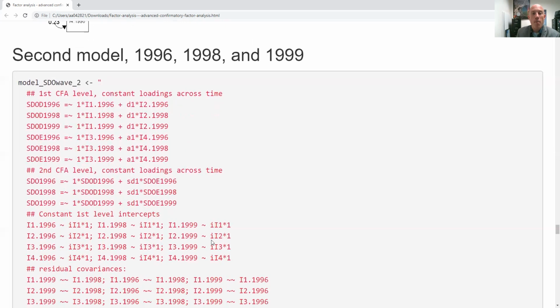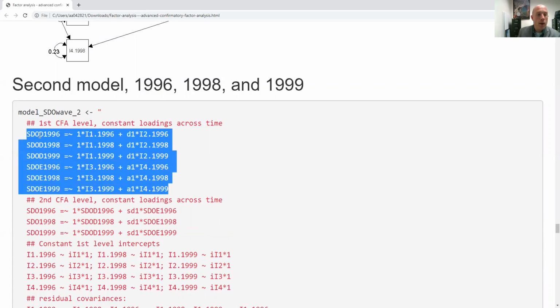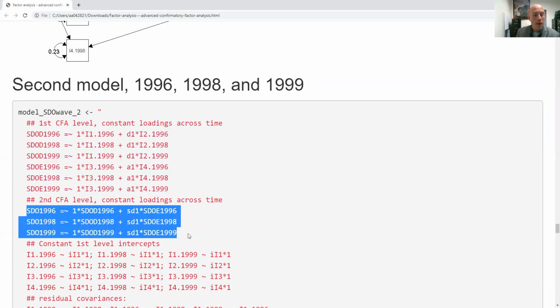Now let's do another model, but this time I'm going to incorporate 1999. Okay, so with 1999, I have another year on there, which means I've got more stuff going on. So here, I'm doing latent variables depending on indicators. Now here's a second level. I'm doing the same thing, but you'll notice I have SDO-D, which was on the left-hand side, now on the right-hand side. To really wade through these formulas, you have to pay attention to the exact characters in there, because they're all very similar.